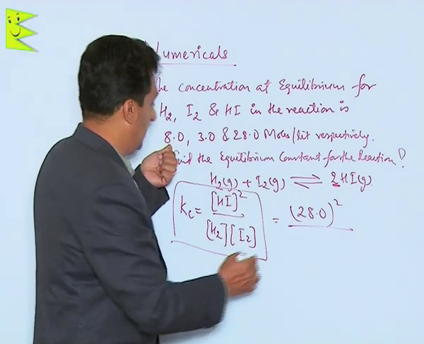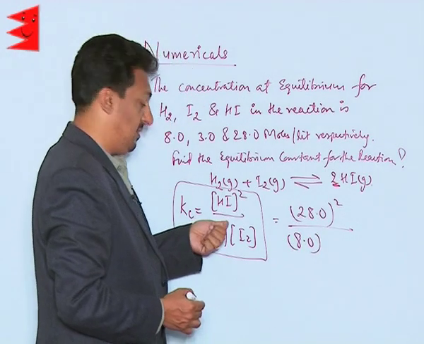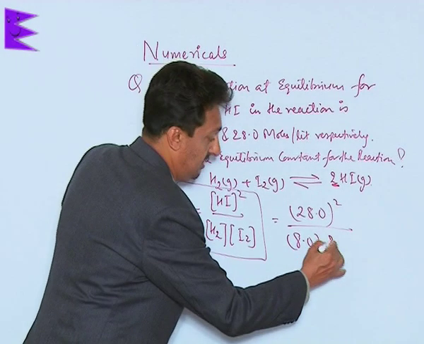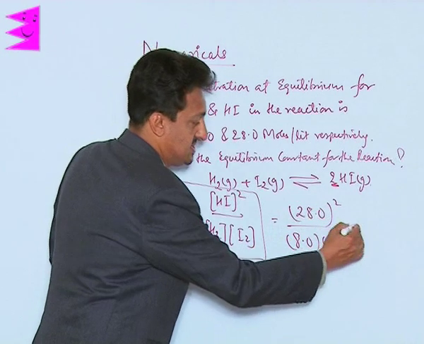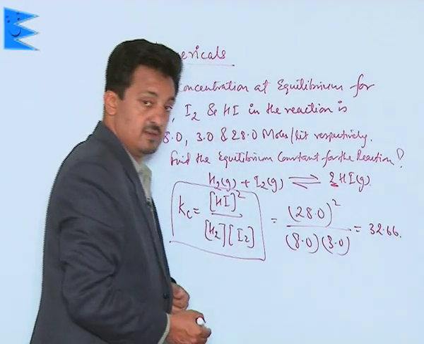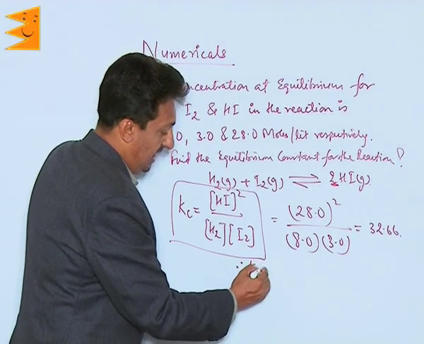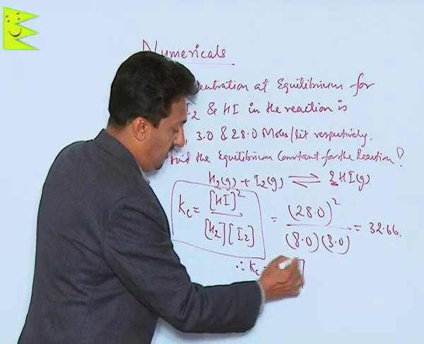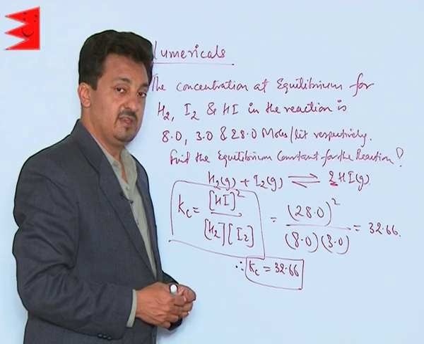Hydrogen is how much? It is 8 molar, and since the coefficient is only 1, we will leave it like this. And iodine is 3 molar, so this is 3 molar. So when we solve this, we get 32.66. So therefore, the value of equilibrium constant for this reaction comes out to be 32.66.